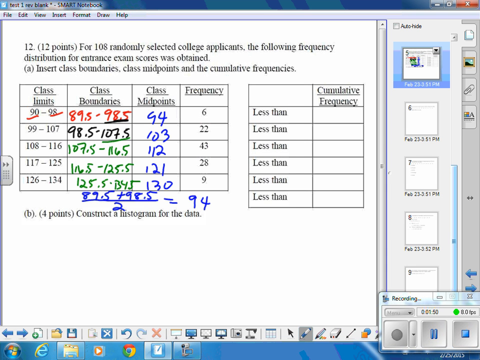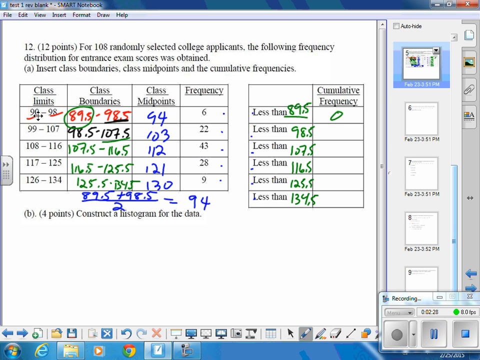Now the next one is the cumulative frequency. Notice, over here I have 1, 2, 3, 4, 5. Over here I have 1, 2, 3, 4, 5, 6. For the cumulative frequency, you're always going to have one more. The reason why, the very first answer is always going to be 0. And over here, where this blank is, less than, it's going to be your lower class boundary, the 89.5. And then you just keep writing the others: 98.5, 107.5, 116.5, 125.5, 134.5, okay? That's why there's always one more.